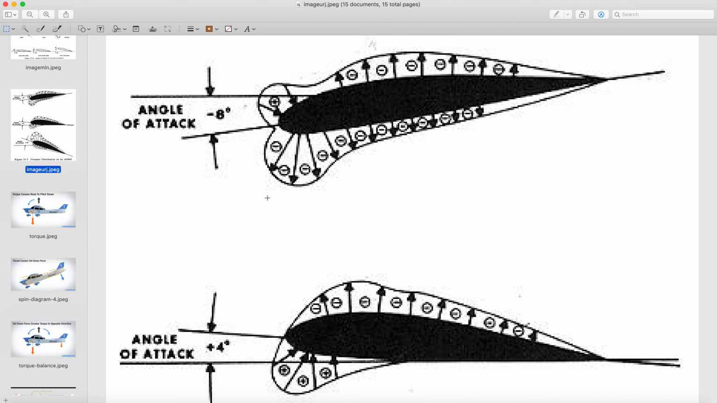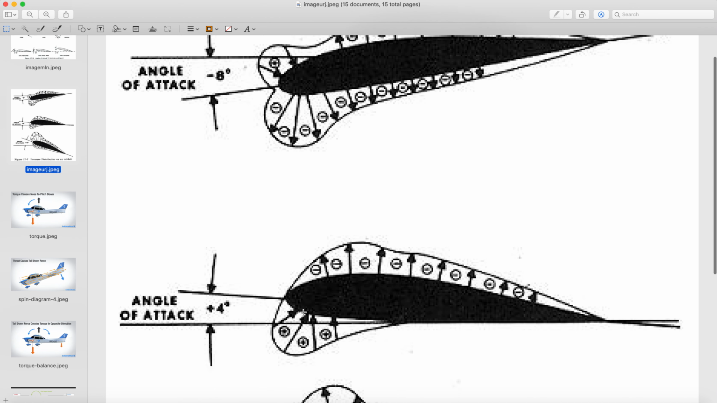You can't have lift without having it above. It has to be angled above. So this is plus 4 degrees, and as you can see here, this is the plus. All the main area of lift happens just under the front edge of the wing. So this is the leading edge of the wing here. This is the area where lift happens.